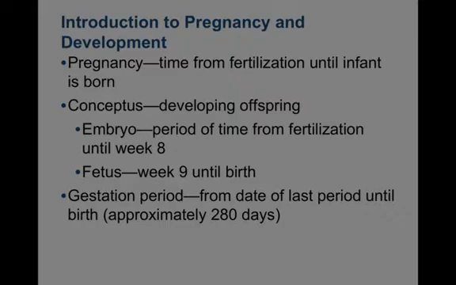All right, so we're going to talk about pregnancy. Pregnancy is technically the time from fertilization until the infant is born. From fertilization until birth. So, what do you know? What is the normal time frame for pregnancy in humans? Everyone says 9 months. Is that right? Well, technically it's 40 weeks.